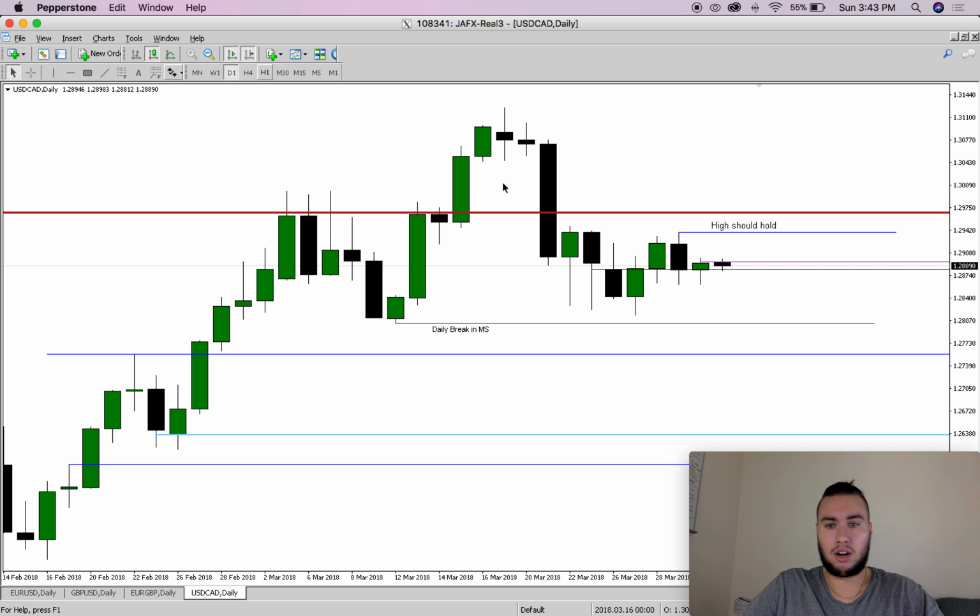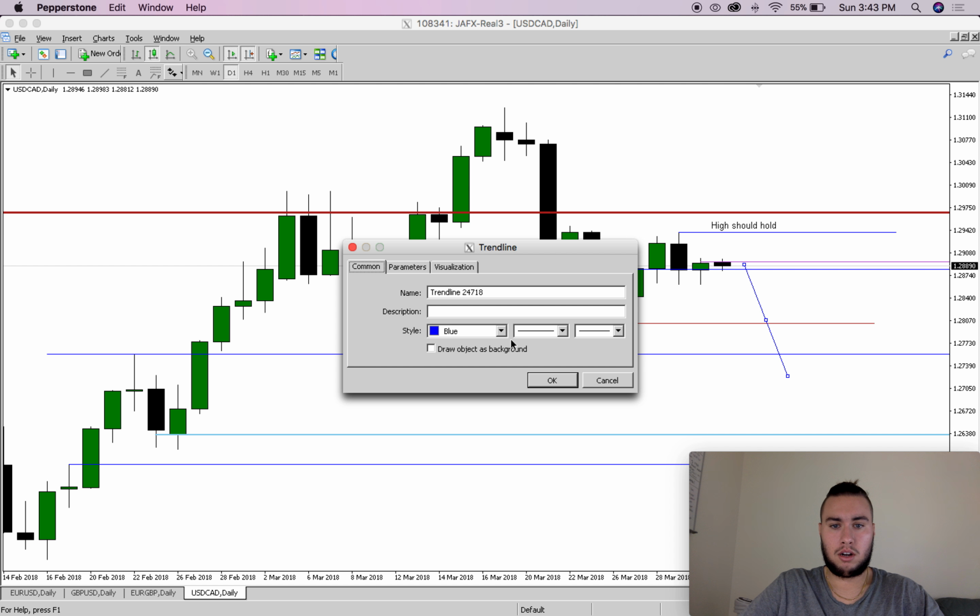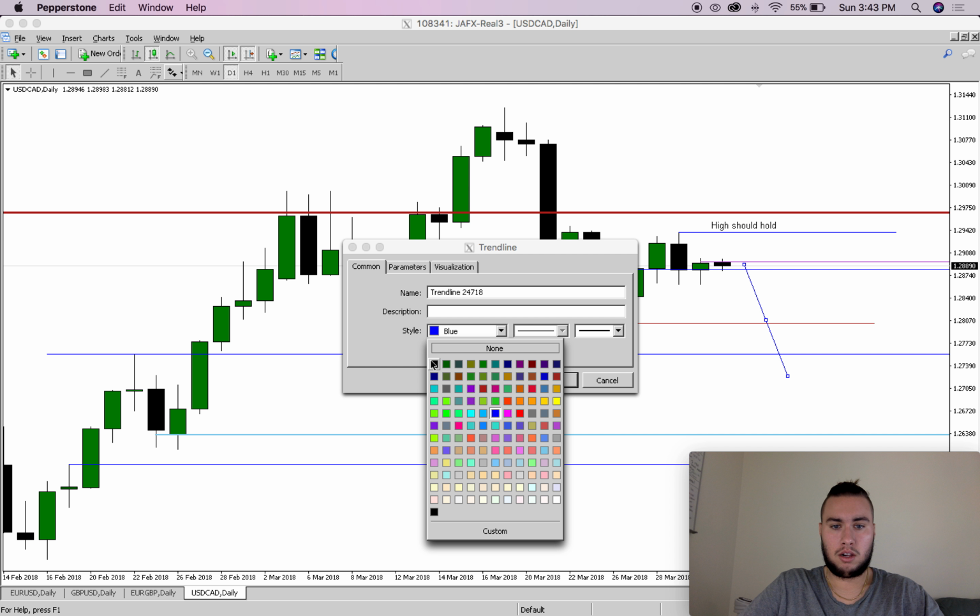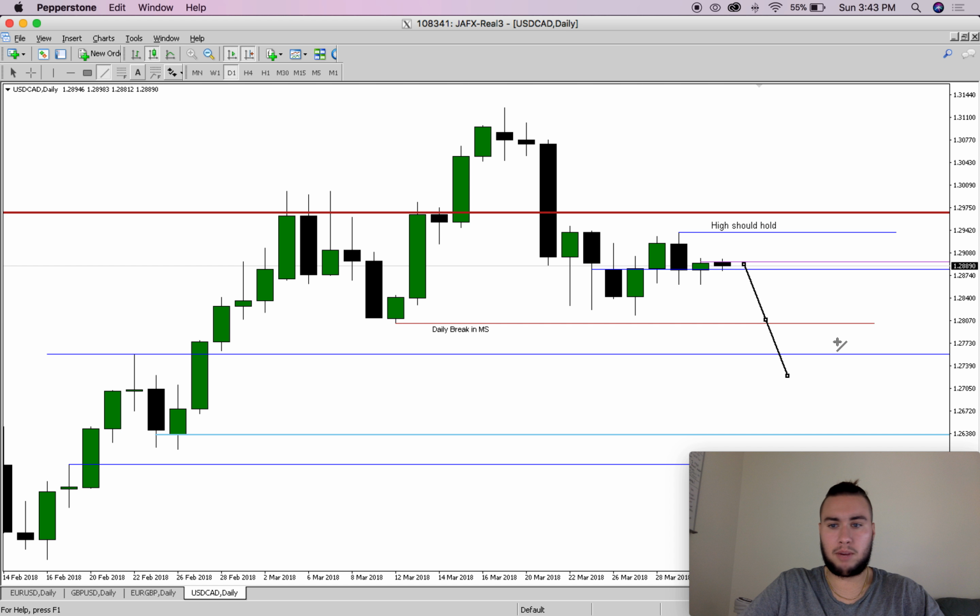So looking at it on a daily, again, we're just consolidating. If we break below this low here, this would indicate a break in market structure. So I'd like to see that, a break below here. Okay, so a break below there and then get a retest of it like that, and then ultimately trade lower like that. So that's the scenario I'd like to see unfold on USD/CAD.